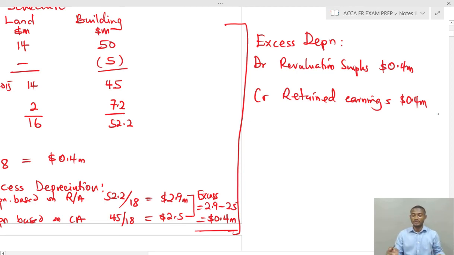And this would be in the statement of changes in equity. So in the column for revaluation surplus, we deduct 0.4. In the column for retained earnings, we add 0.4. This is just a movement within equity. It has no change on the total equity.